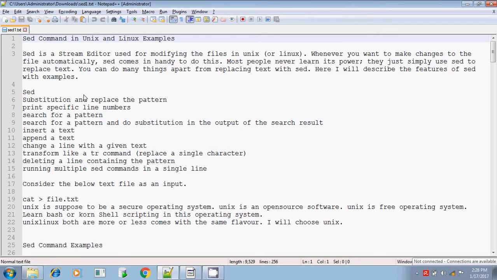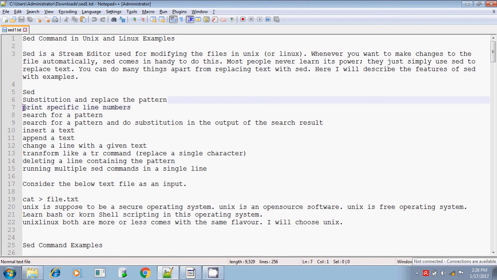Usually people will think that sed is mainly used for find and replace, but apart from this find and replace, that is substitution, sed is used for many other purposes. Today we are going to discuss all the main purposes of using the sed command. I have highlighted here some of the main things we use the sed command for. The first one is substitution. As you all know, it will search for a pattern, and if it finds it, then it will replace the pattern.